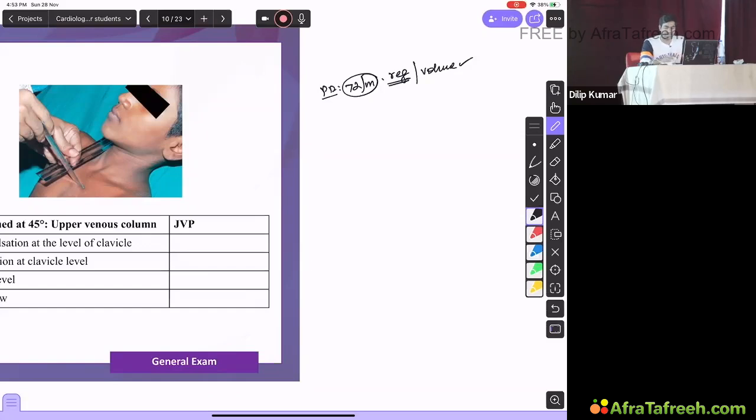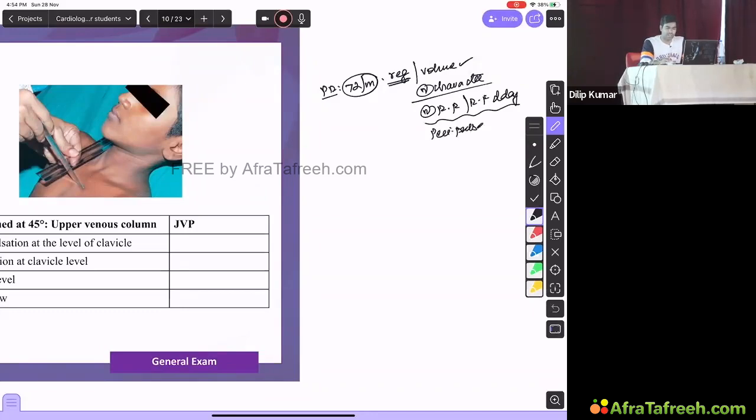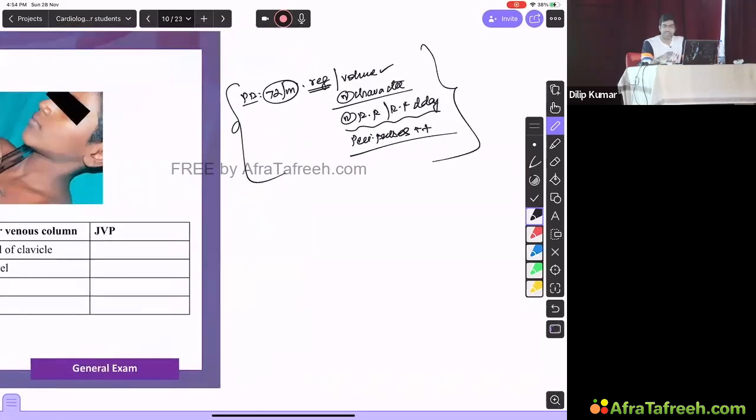Okay, then what else? No radio-radial and radiofemoral delay. Pardon? All peripheral pulses are felt equally. Okay, fine. So these are your findings. Let us come back to that later at the end of the diagnosis. Then what else?